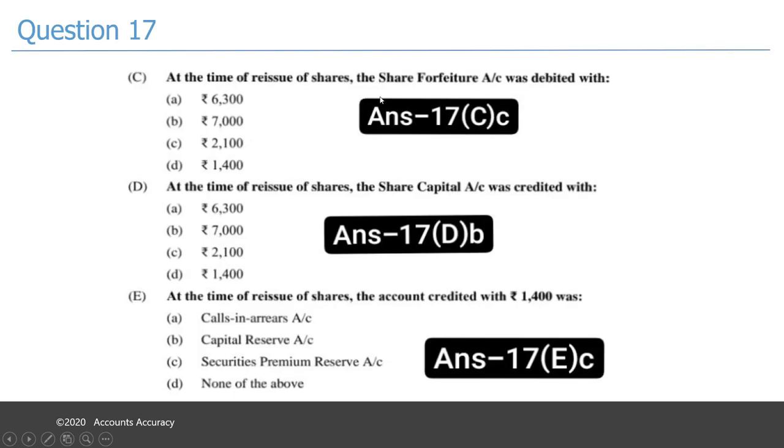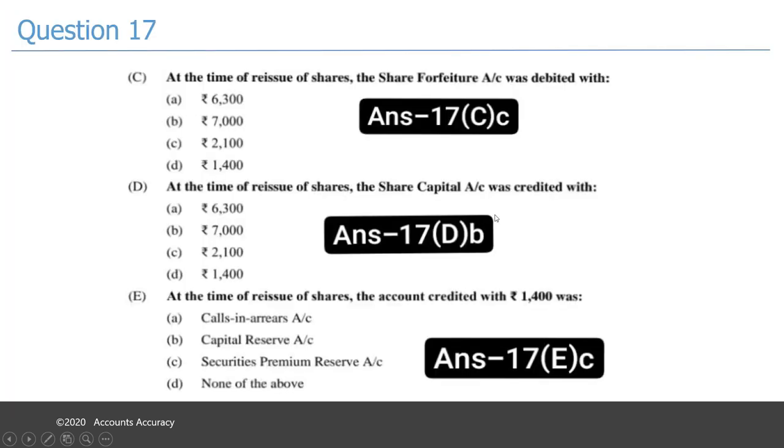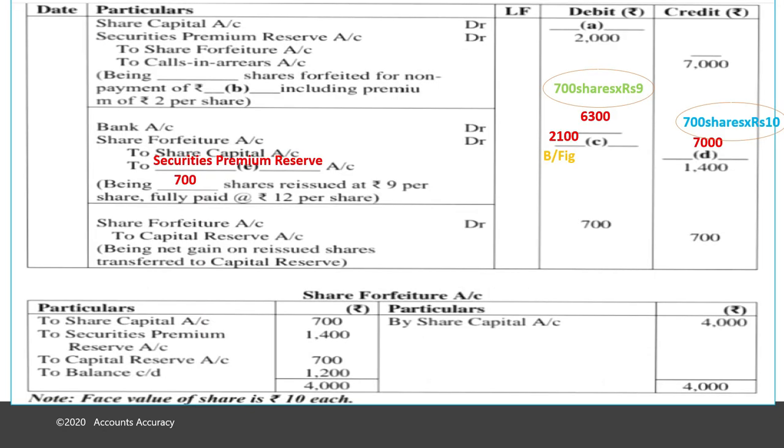The next question is, at the time of reissue of shares, the share capital was credited with. The answer would be 7000. We just calculated that the share capital account was credited with 7000 rupees. And the last question is, at the time of reissue of shares, the account credited with 1400 was securities premium reserve only, because we know very well that this is the securities premium reserve account and this has been credited.